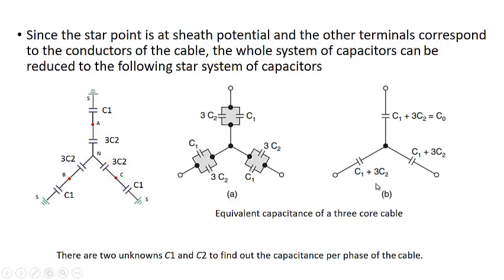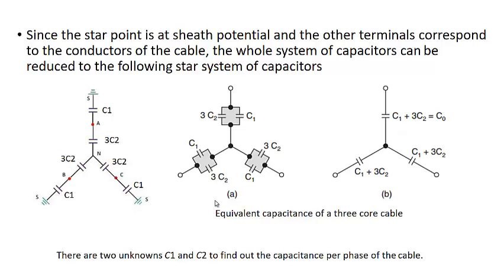This is the equivalent of the whole three core cable capacitance. The star point is the sheath potential and the other terminal corresponds to the conductor of the cable. The whole system of the capacitance can be reduced to the following system, that is this. So in this case, the C naught, which is the per phase capacitance of the three core cable, will be equal to C1 plus 3C2.